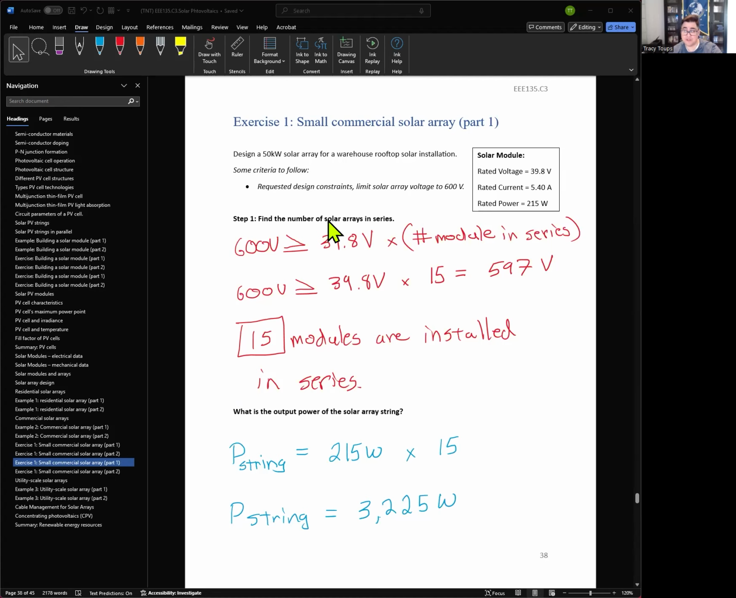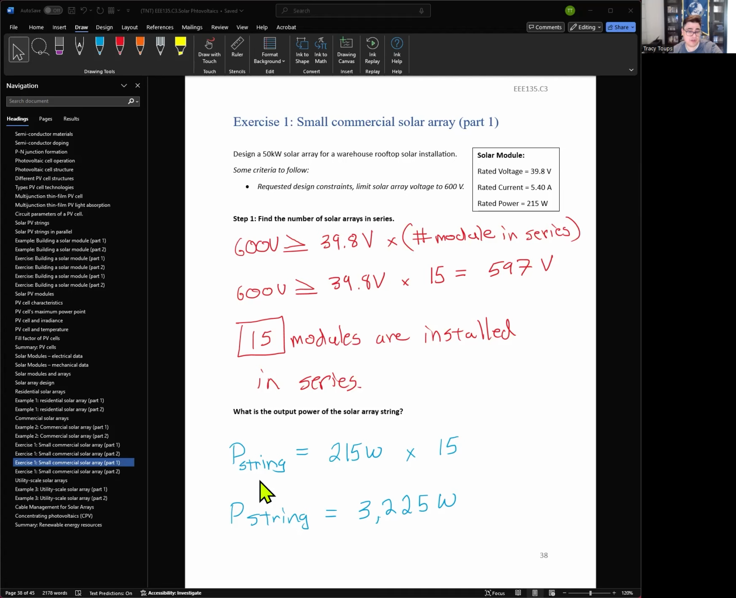Step number one, always look at the voltage first. So we need to make sure we're less than or equal to 600 volts. We have a 39.8 volt solar module. So how many of those do we put in series to get closer to 600 volts? It's 39.8 volts times X is less than or equal to 600. Calculate it out, it's 15. So we need 15 modules installed in series to make the solar array string. The exact voltage is going to be 597 volts if you multiply everything out.